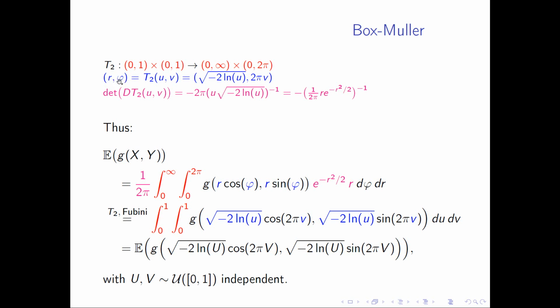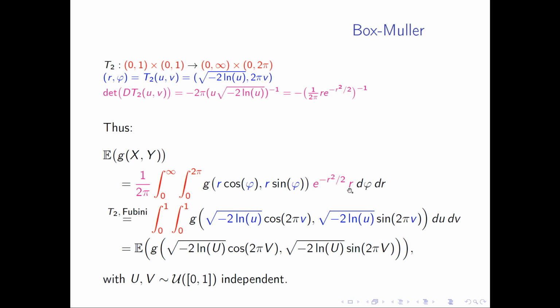Instead of r and v, we have now this expression with u. Instead of r and phi, we have now this expression with u and v. So instead of r, we have always minus 2 ln u and the square root of it, here and here. Also, instead of phi, we have 2 pi v, and here we have also 2 pi v. And now how to get rid of the magenta stuff.